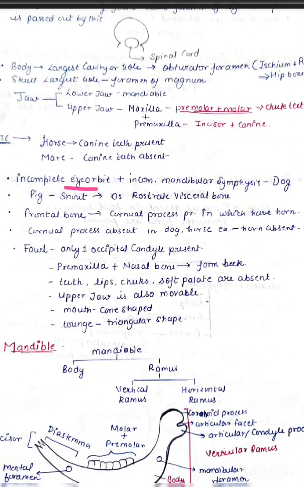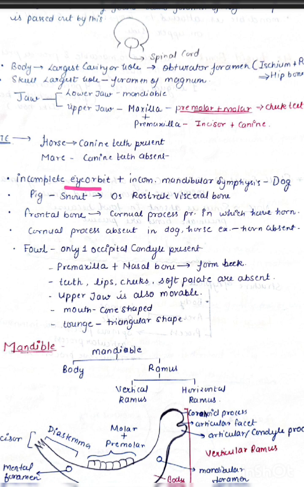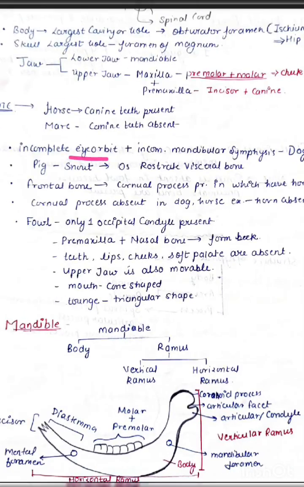Incomplete eye orbit plus incomplete mandibular symphysis are present in the dog. The pig has a snout, or rostral visceral bone. The frontal bone has a cornual process in animals that have horns. In fowl, only one occipital condyle is present. Premaxilla plus nasal bone forms the beak in birds and fowl.